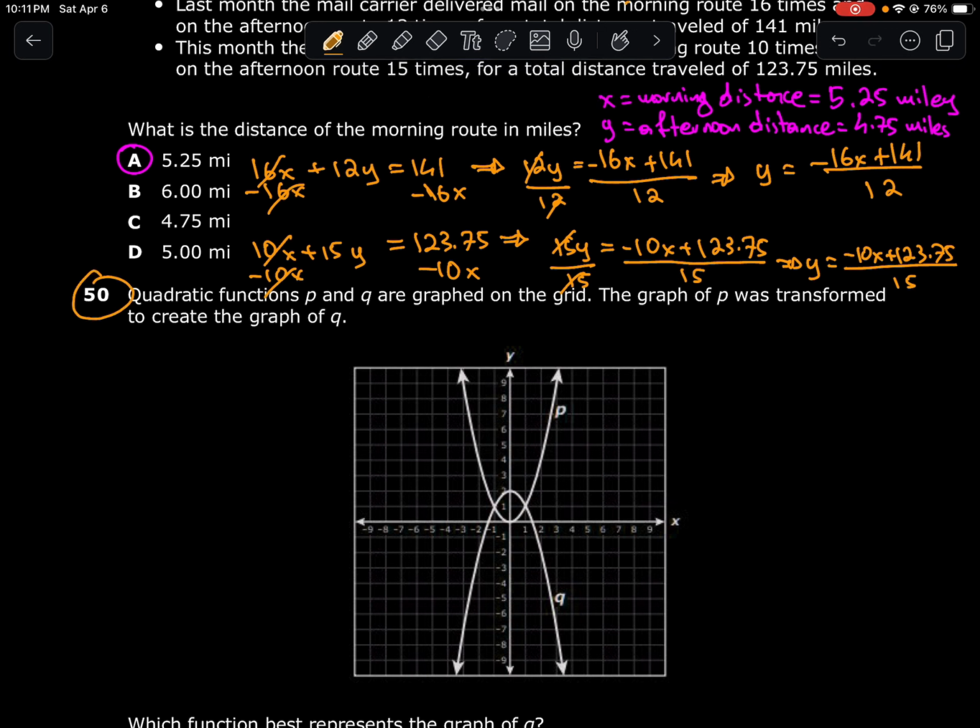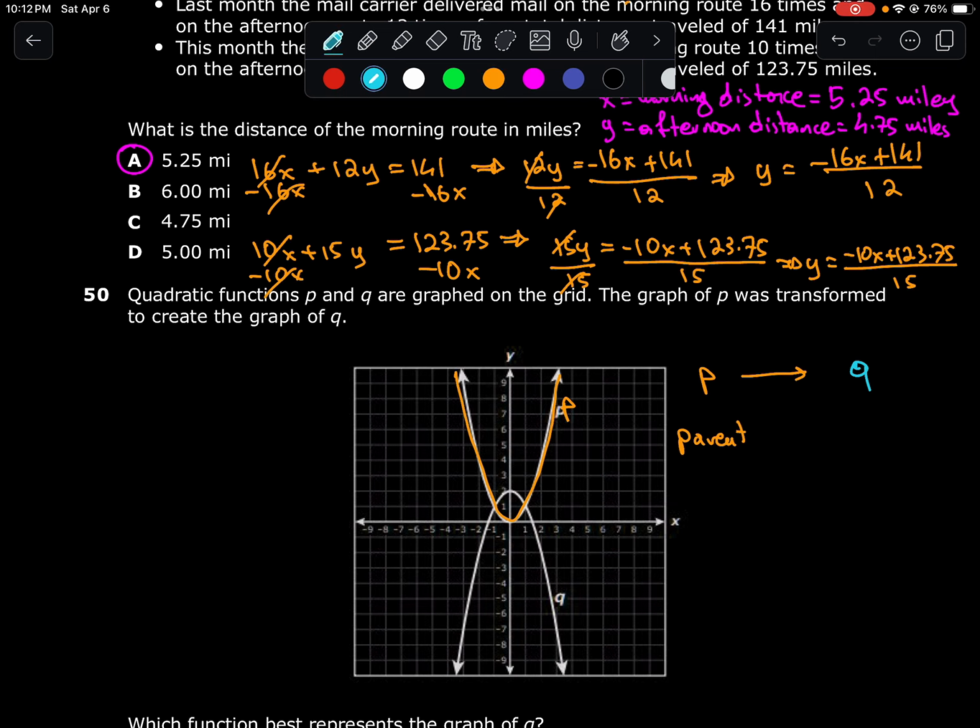Two quadratic functions P and Q are graphed on the grid. The graph of P was transformed to create the graph of Q. So I started with the graph of P, and then I got the graph of Q. What was the graph of P? It's this one, that one is the graph of P. They call it P because this is really the parent function. And Q is this graph.